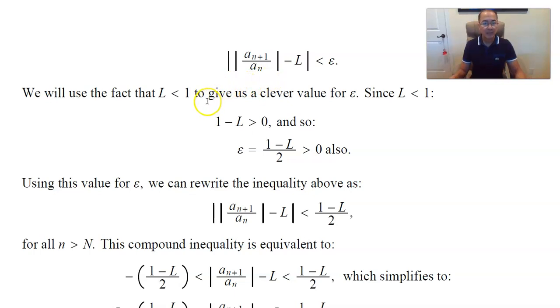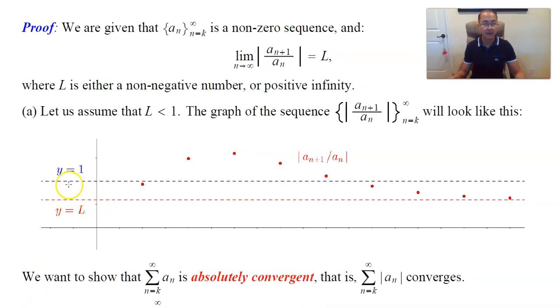Okay, so because L is smaller than 1, we will cleverly choose the value of epsilon that will make our proof work. Since L is smaller than 1, 1 minus L is positive, so half of 1 minus L is also positive. I'm going to go back to the diagram and show you what that means. Here is y equals L, here is y equals 1. So 1 minus L is this gap between L and 1. That is 1 minus L. (1 minus L) over 2 is half of that gap. So it is this amount, right? So that will be our epsilon.